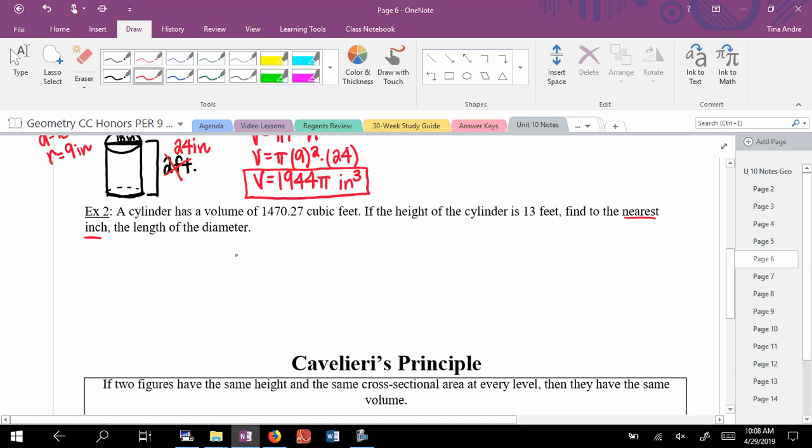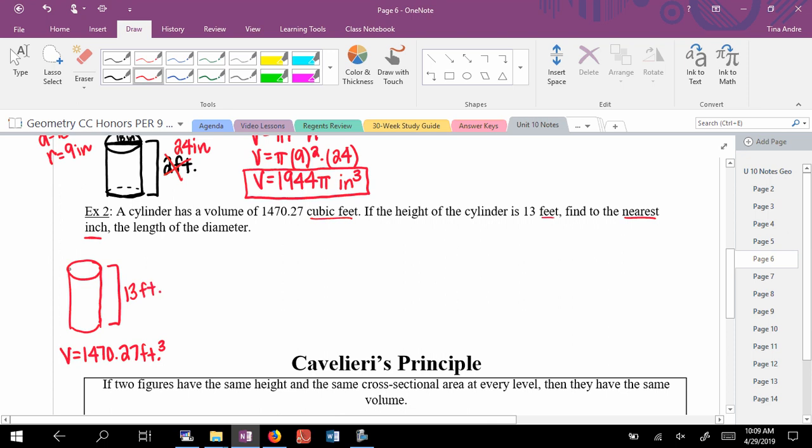So what I'm going to do is, since this is in cubic feet and this is in feet, let's do everything in terms of feet, and then when we're all done, we'll just convert it over to inches. So we have a cylinder that has a volume of, let's go ahead and just draw a picture here. Not drawn to scale, but I'm going to say that the volume of this is 1,470.27 feet cubed. Again, keeping track of the units is so important because of these unit conversions. The height is 13 feet, so making sure we're labeling with our units.